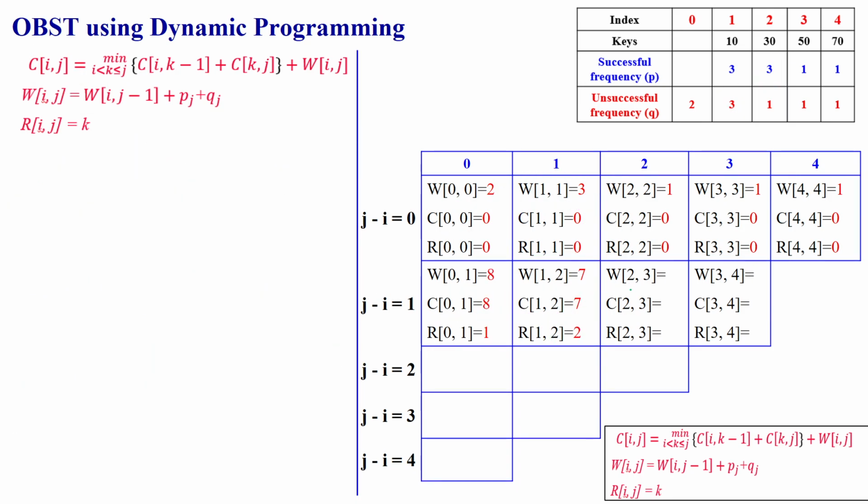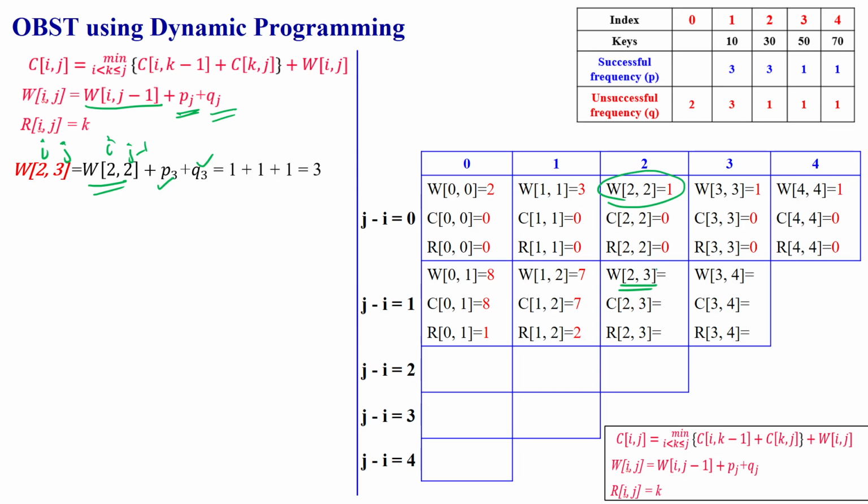So next one is w of 2 comma 3. When you are finding the w of 2 comma 3, as per this formula, i is 2, j is 3. So here i is 2, j minus 1, 3 minus 1 is 2. Then p j value is 3, p3, and q3. Now w of 2 comma 2 we found in the previous step, so this solution we are using. So 1, then p3 1, q3 1. So we found 3, right?